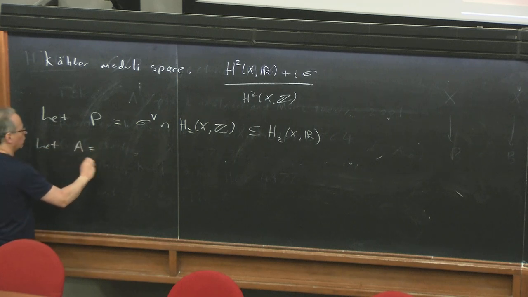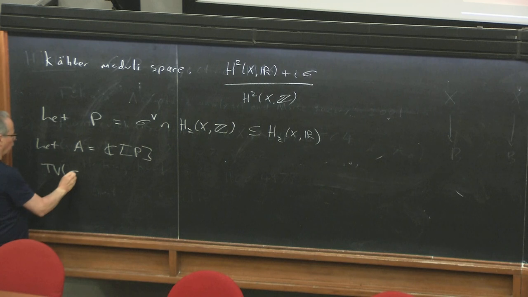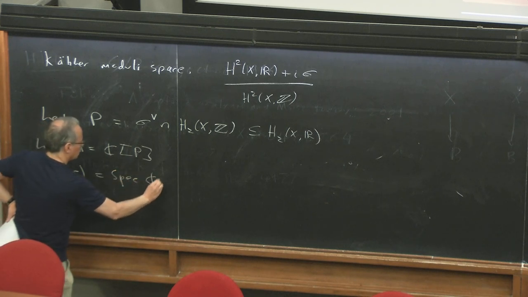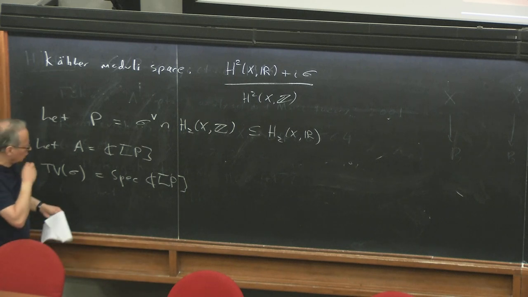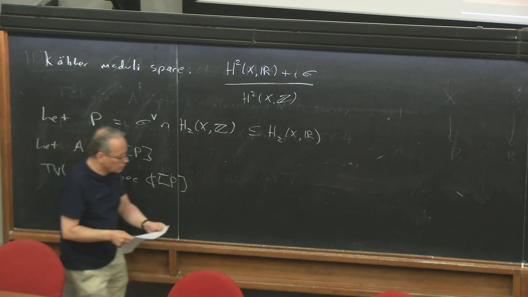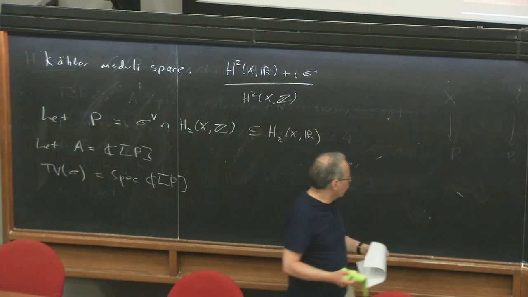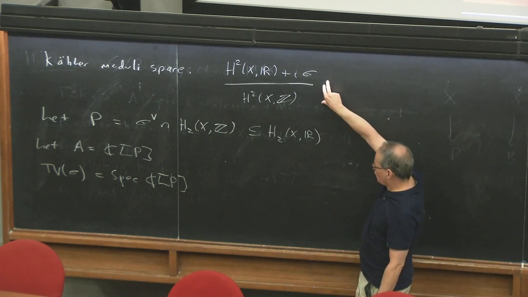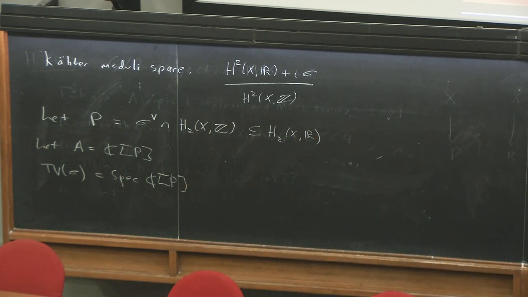Let's let A be the monoid ring C[P]. So the toric variety corresponding to sigma, I'll write TV of sigma, as an affine toric variety is just the Spec of this monoid ring. Okay, so this Kähler moduli space you can think of as sitting inside as some analytic open set inside this toric variety. And then you can use that toric variety to provide a partial compactification.